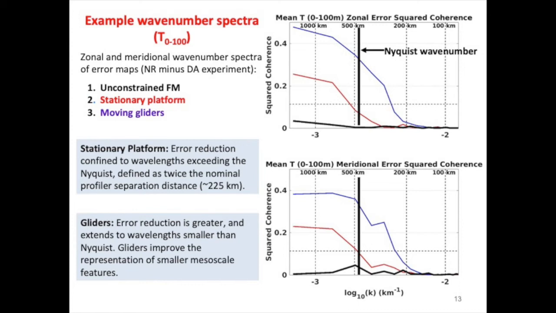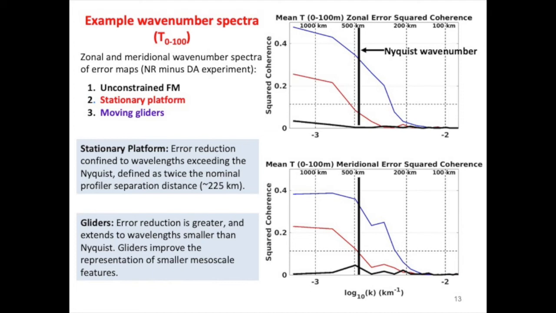The vertical black line shows the Nyquist wave number, defined as roughly twice the nominal spacing between sensors, and you can see that significant error reduction is only achieved at wavelengths that exceed the Nyquist wavelength, which is 450 kilometers in this case.